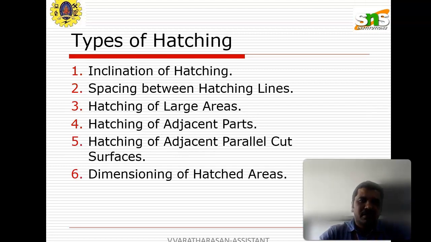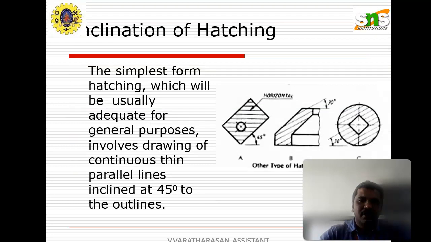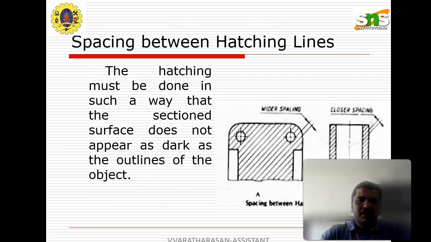We have already seen the types of hatching lines: inclination of hatching, spacing between the hatching lines, large areas, adjacent parts, parallel cut surfaces, and dimensioning of hatched areas. Here, the inclination of hatching, the simplest form of hatching, is useful for adequate general-purpose drawing, using continuous parallel lines inclined at 45 degrees to the outline surfaces. These are some of the other types of hatching lines. In this slide we can learn this.